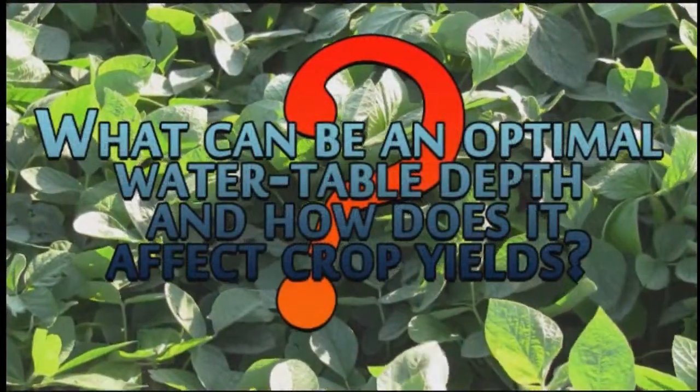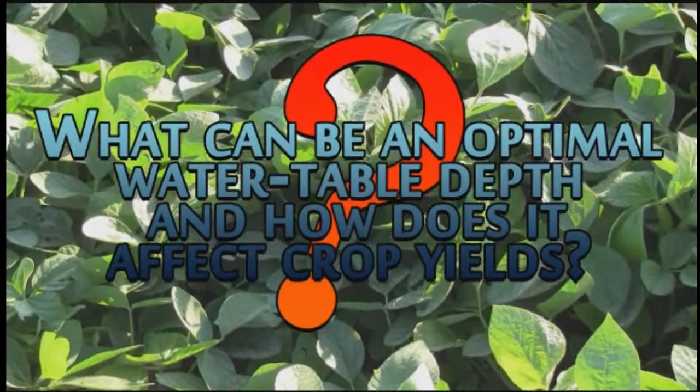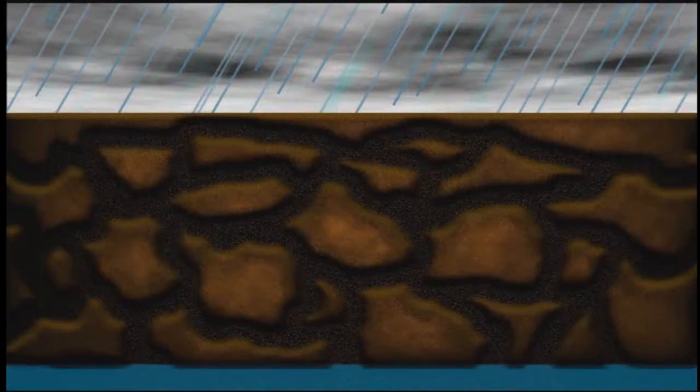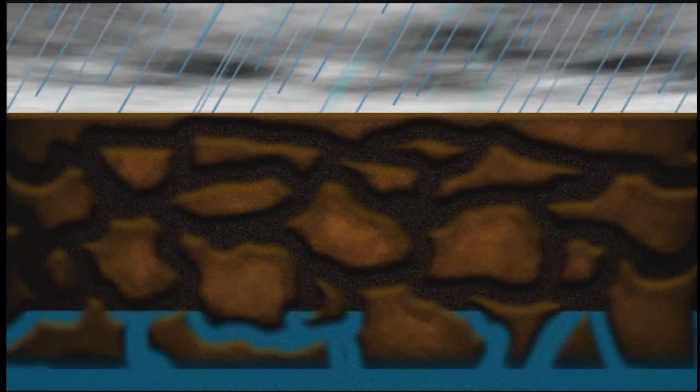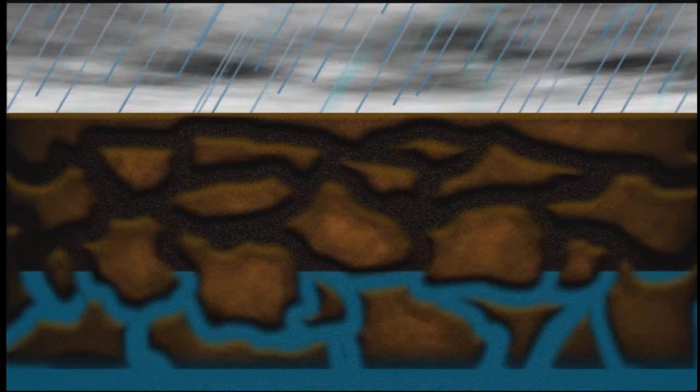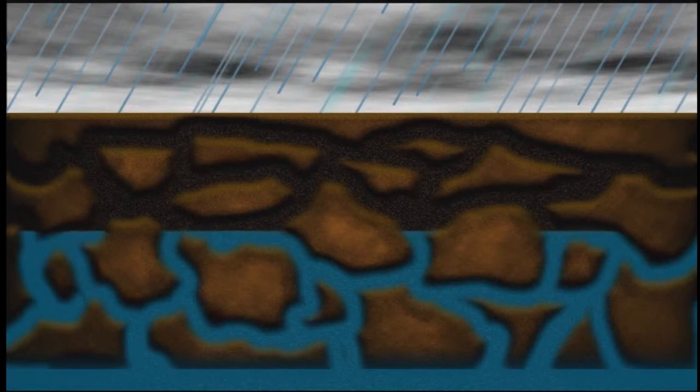What can be an optimal water table depth and how does it affect crop yields? It is very important to maintain the water table levels at optimum depths in order to provide the best combination of crop water supply and aeration within the plant root zone. An optimum water table depth would be well suited to the rooting patterns of the crop and should recede gradually during the growing season as roots grow deeper into the soil.